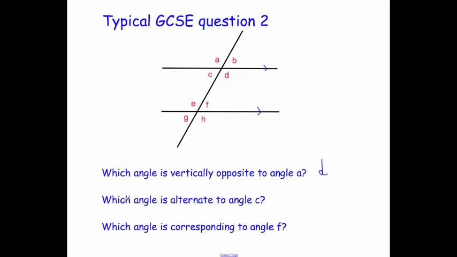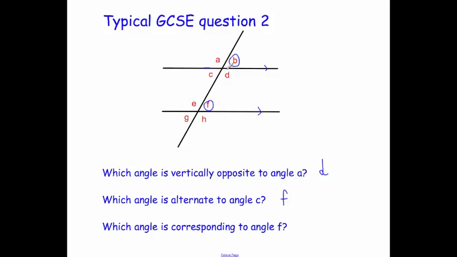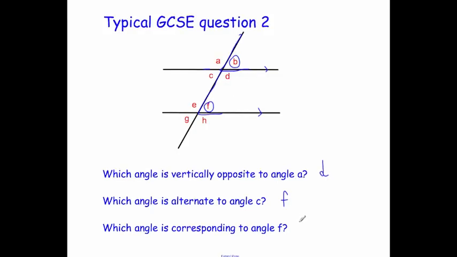Next one says, which angle is alternate to C? So here we've got C, and if you look at the Z shape like so, the angle alternate to it is F. So F is alternate to C. And the last question says, which angle is corresponding to F? The angle that would be corresponding is the one here. So F is corresponding to B. So the angle corresponding to F is B.